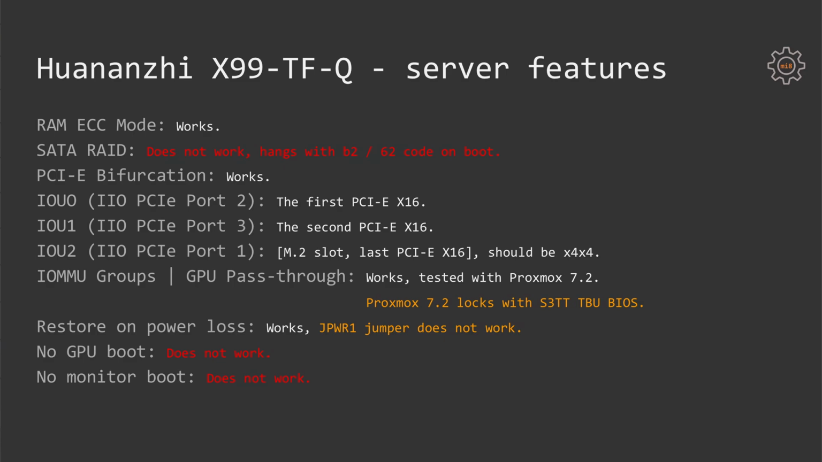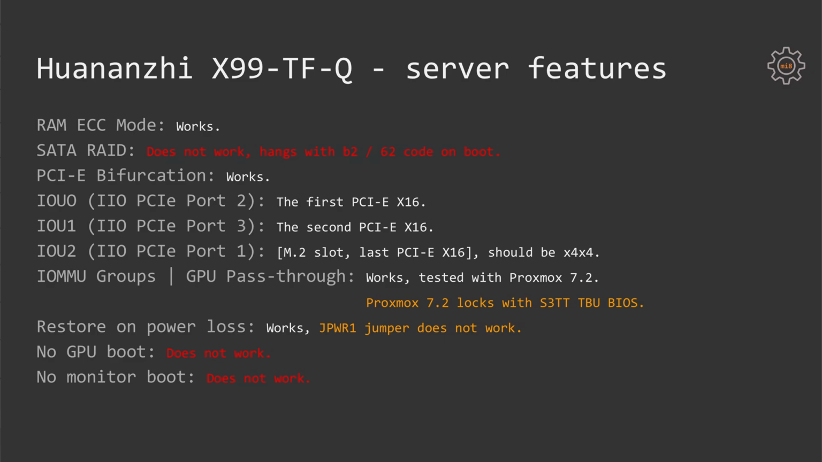Here I also have to mention that when I try to install Proxmox with the Turbo Boost unlocked BIOS, it simply locks. It does not proceed with the installation and I was not able to figure out how to fix the problem. Thus I have tested with the stock BIOS, which is not Turbo Boost unlocked. I have also tested the restore on AC power loss function from the BIOS, it works as desired.